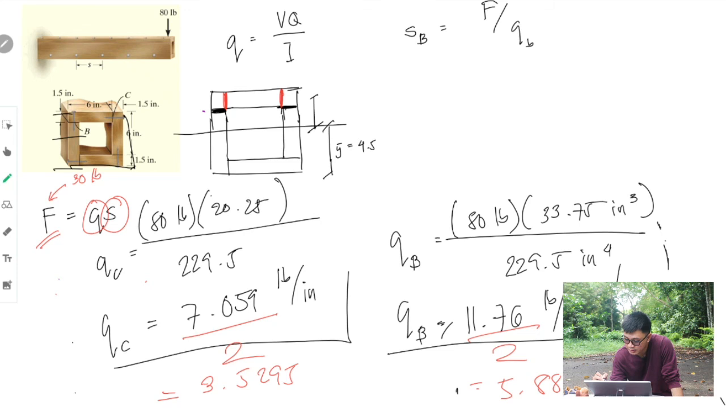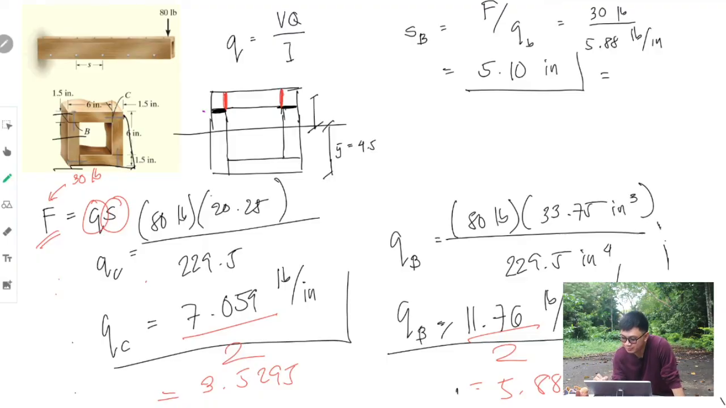QB is equal to 30 pounds divided by 5.88 pounds per inch. And that will be equal to 5.10 inches. We'll just round it off because it is hard to measure a spacing of 5.10 inches. So to make it more secure, we round it off to 5 inches, because the closer the nails, the better, right?